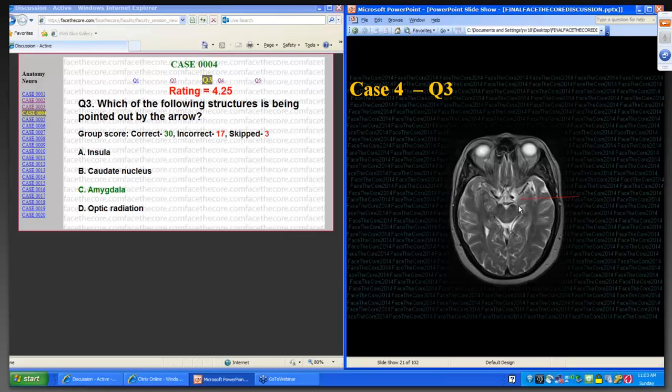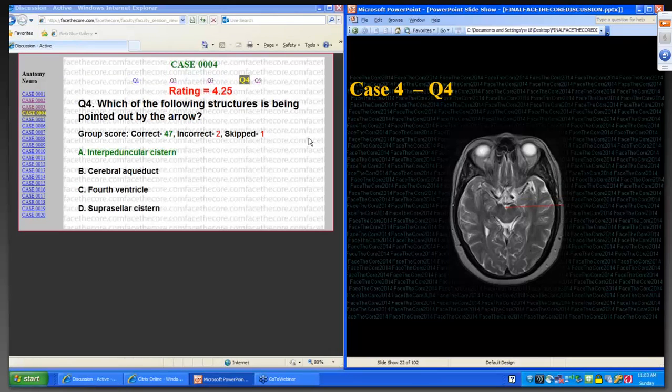If you look at your T1-weighted sequences, sometimes if you do the volumetric 3D MP-RAGE sequence, you can see the amygdala, this gray matter structure, with a little bit more clarity. But this anatomic relationship is consistent, just anterior to that temporal horn. So the correct answer was C there, amygdala.